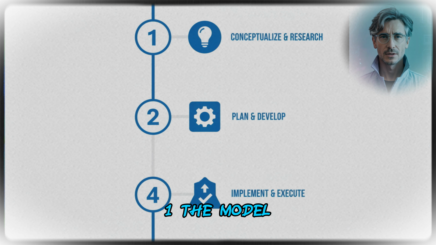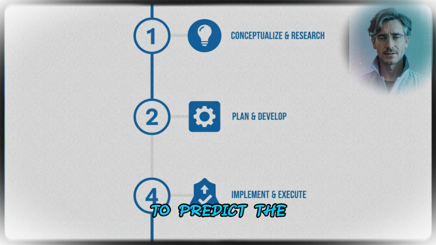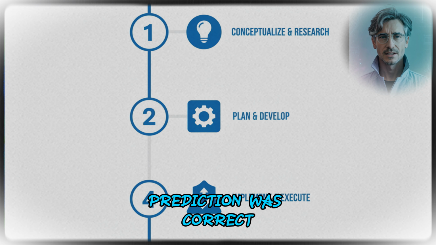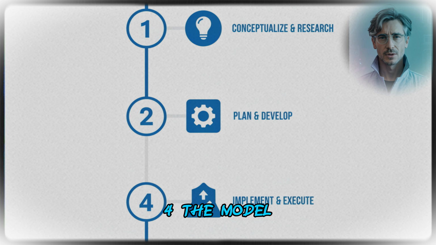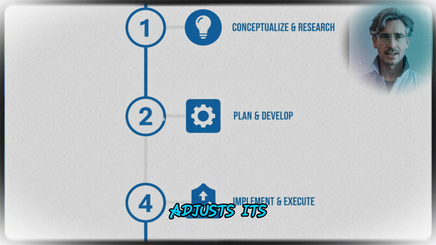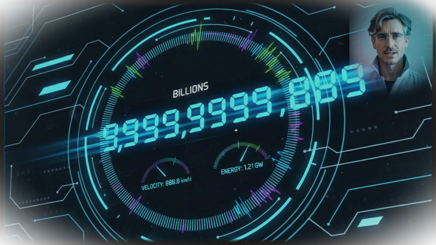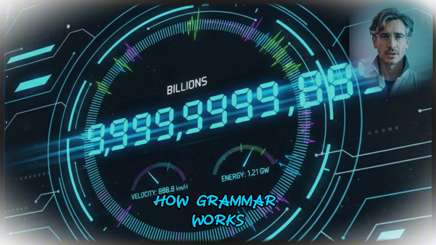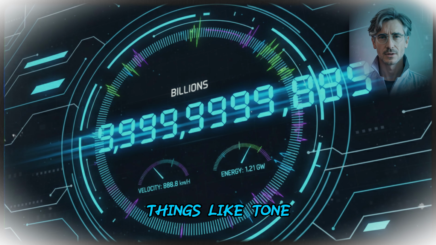1. The model is given a partial sentence. 2. It tries to predict the next word. 3. The system checks whether the prediction was correct, because the training data includes the actual next word. 4. The model adjusts its internal settings to make better predictions next time. This happens billions of times with different text examples. Gradually, the model learns which words typically follow others, how grammar works, what facts are commonly stated together, and even subtle things like tone and style.